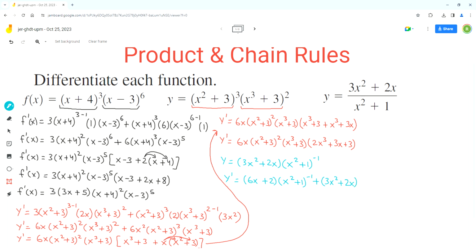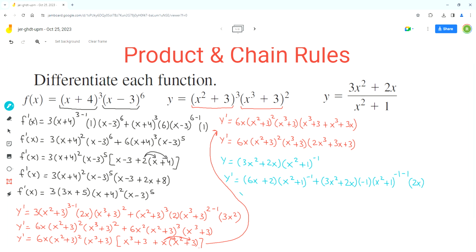Now for the second function derivative, we'll have to use chain rule because there is an inner function x squared plus 1 and then the outer function with the exponent negative 1. So we start with the derivative of the outer function. So the exponent negative 1 comes to the front, and then x squared plus 1, and we subtract 1 from the exponent, times the derivative of the inner function, which will be just 2x. So the derivative of x squared is 2x, and 1 is a constant, so its derivative is 0.